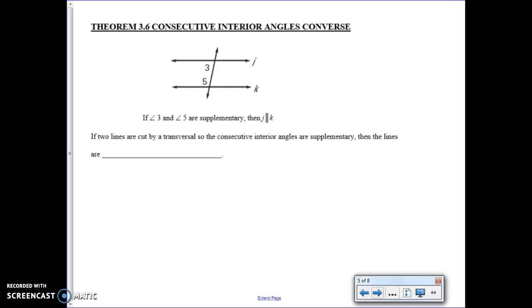And finally, our consecutive interior angles converse. Remember, these are not congruent to each other, but if we know that our consecutive interior angles are supplementary, if they add up to 180 degrees, then we still know that the lines are parallel.